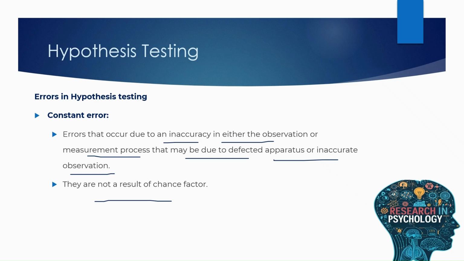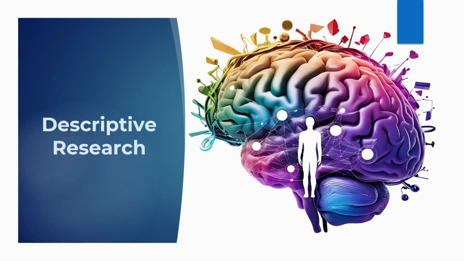If it's a chance factor, it's not in your hands. But if it is not a chance factor, it's a mistake from the end of the researcher. Maybe the process you are using is not correct, or there is a defect in the apparatus that you are using. That is constant error. All right. So now we have studied four different types of errors in hypothesis testing: type 1 and type 2, then constant error and random error. So let's move forward and see what is descriptive research.